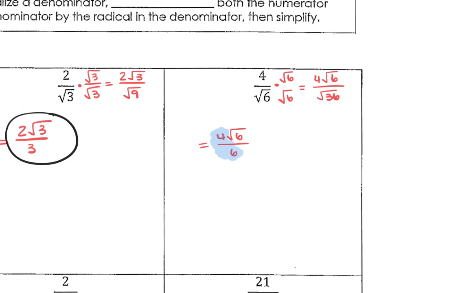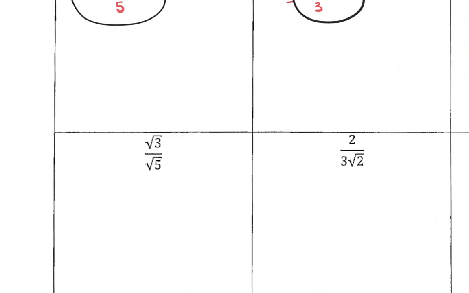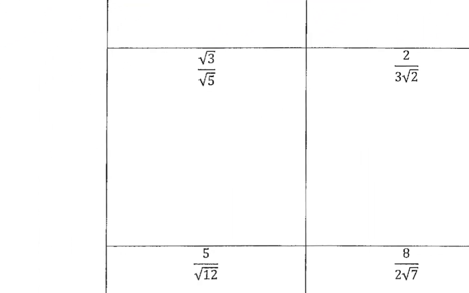4 and 6. Those coefficients are not simplified completely. We can divide them both by 2. So we would get 2 radical 6 over 3. Okay, so simplify those coefficients if you are able to, or reduce them, however you want to say it. All right, let's keep going.